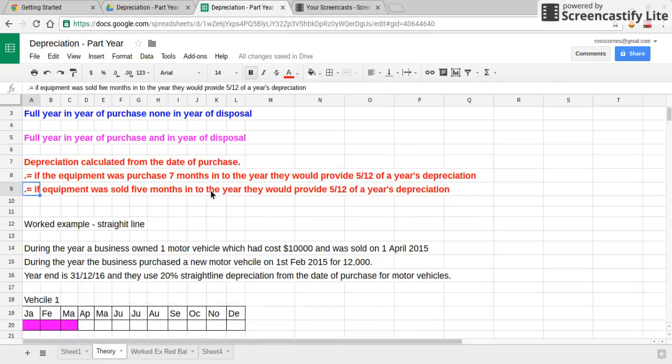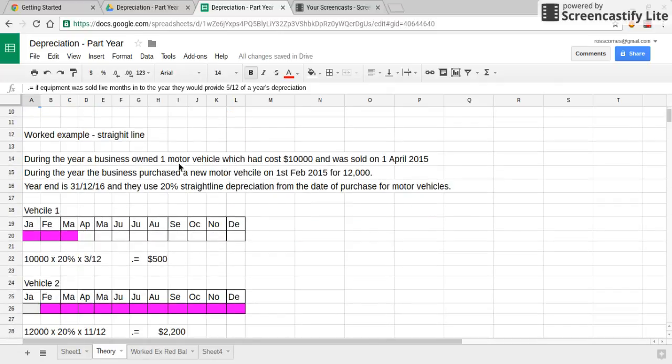It's depreciation. So, a business owned a motor vehicle that cost $10,000 and was sold on the 1st of April 2015. During the year, the business also purchased a new motor vehicle on the 1st of Feb 2015 for $12,000. Year end is at the end of the year, and we're going to do 20% straight line depreciation.